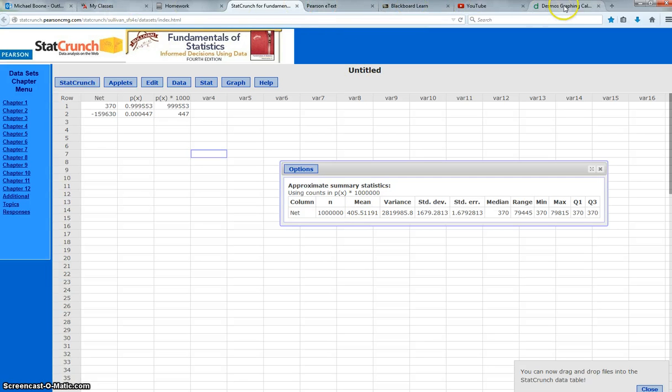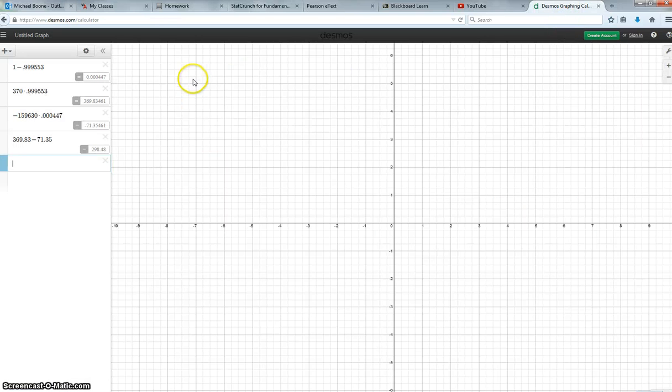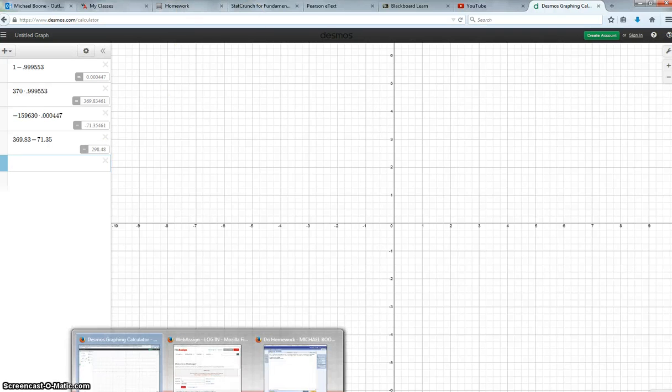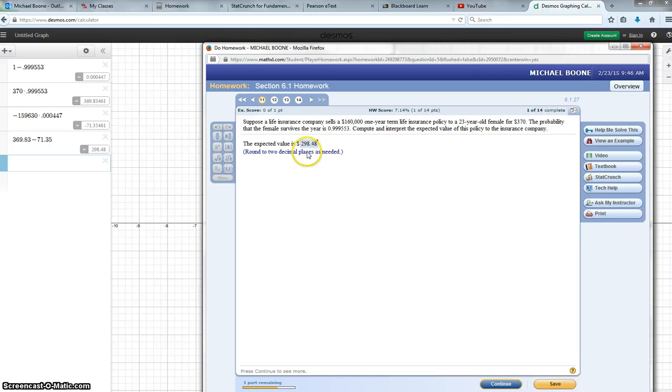And what I did is I ended up going to just a calculator and multiplied our values, 370 times 0.999553, and then negative this amount times the 0.000447, and that gave us what the correct answer would be. So in a problem like this, we cannot use StatCrunch with the negative values. So that's something that StatCrunch does not do. Let's check the answer. I got 298.48, and 298.48 is the right answer.